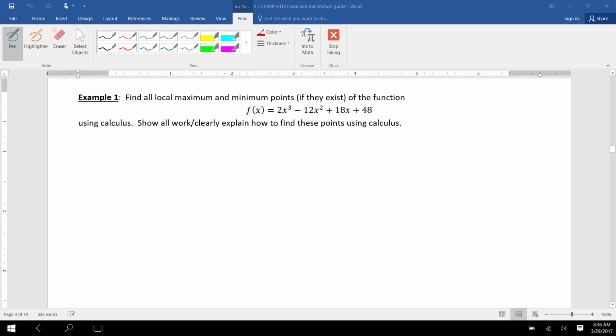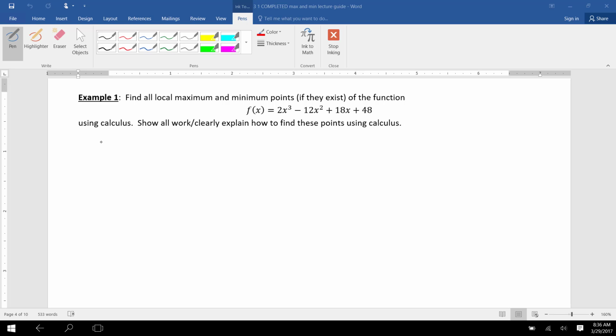We're in Unit 3, Block 1. We're doing Example 1. It says we want to find all local maximum and minimum points, if they exist, for this given function, f of x. Notice f of x is a third-degree polynomial. We're going to show all our work to use calculus to demonstrate where any local max and min occur.